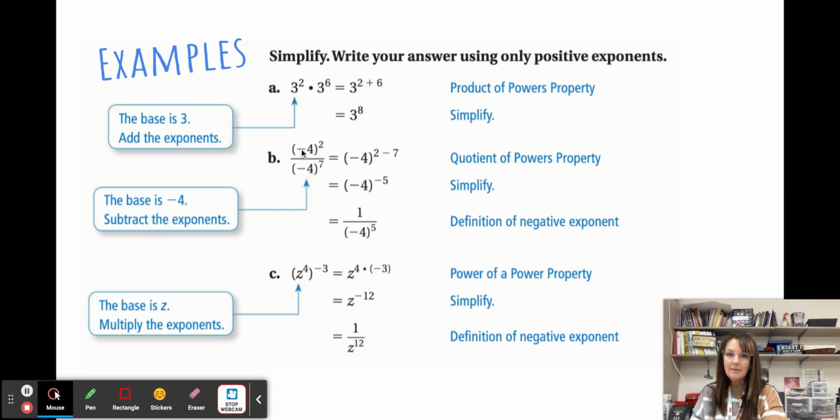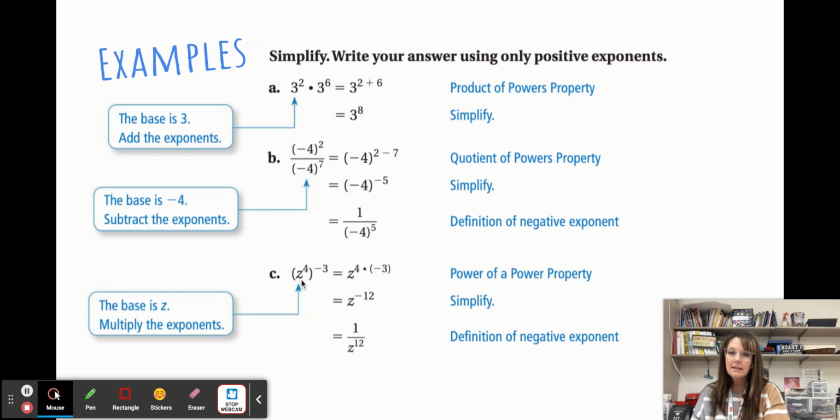Notice the base is the same, and notice this is -4 is the base, and there's parentheses around that negative. That's how we know that the base is a negative, and we'll see in a future example when that's not the case and the difference between the two. So we can take our -4 base, 2 minus 7, we get the -5. Then we want to do the definition of negative exponent, take the reciprocal of this, right? This is over 1, so we're going to take 1 over this -4 and put it to the 5th power.